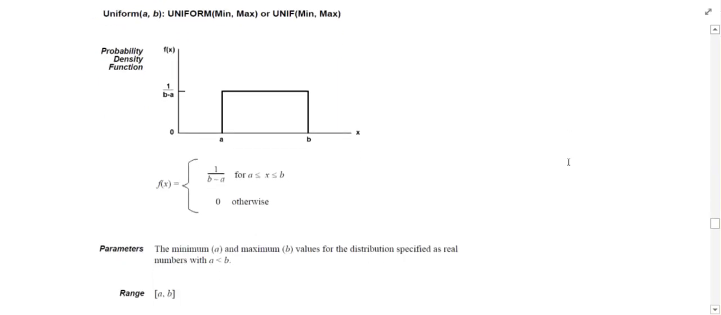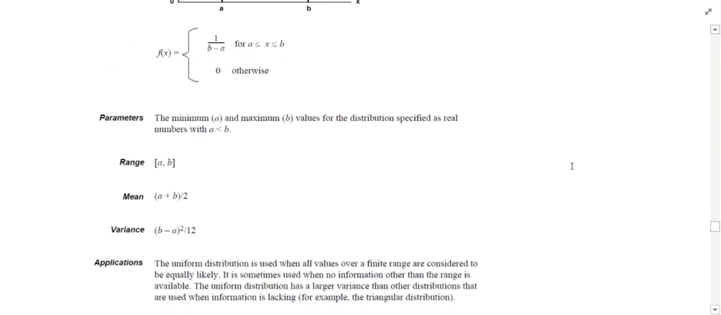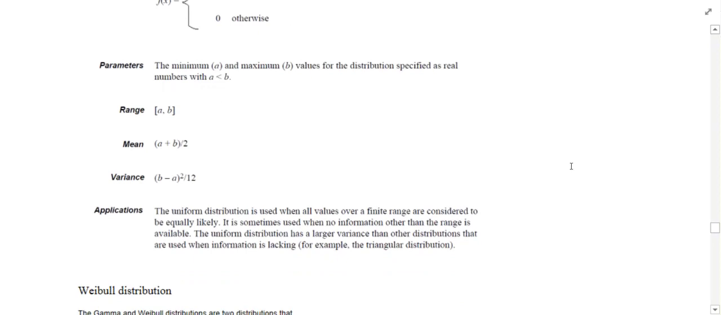And again, there's the distribution from using the Arena format. Min and max are what we plug in for the uniform distribution. And again, it's used when all values over a finite range are considered to be equally likely. Something that is used sometimes when no other information other than the range is available.